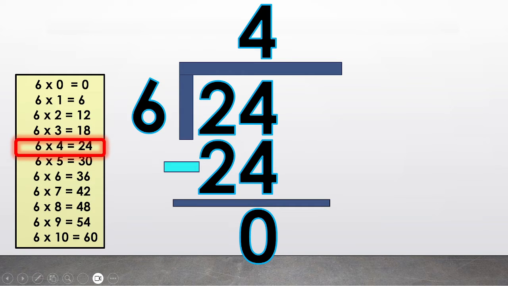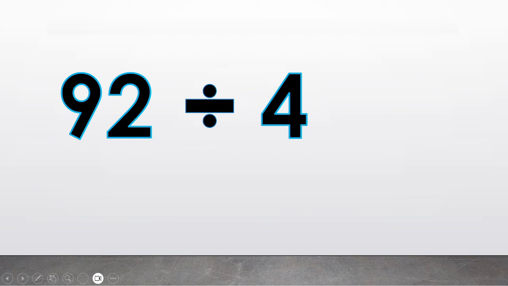Since we are not left with any digits of the dividend to drop down, we are finished. So the quotient is 4. Another example. 92 divided by 4. First, write the problem using a long division symbol like this.